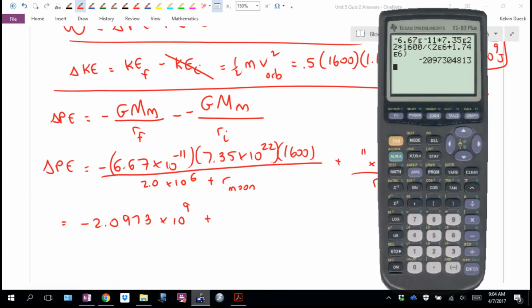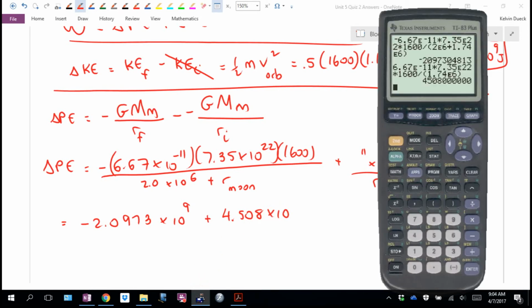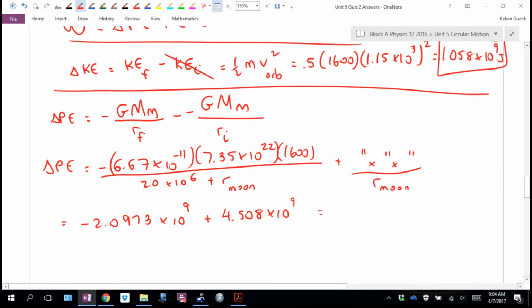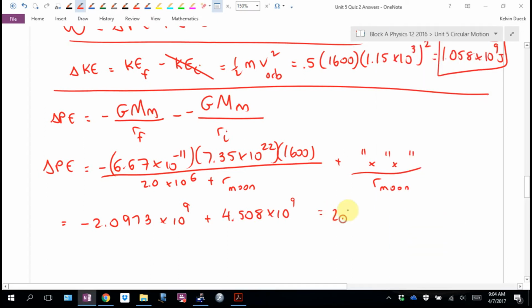Plus... delete the negative. Oh, delete that. 4.508 times 10 to the 1, 2, 3, 4, 5, 6, 7, 8, 9. What's the change in potential energy? That number, take away 2.0973 times 10 to the 9th. 2.4107 times 10 to the 9th joules.